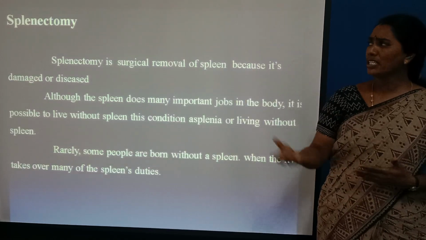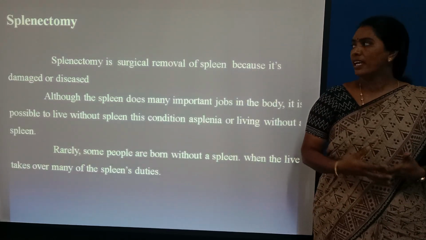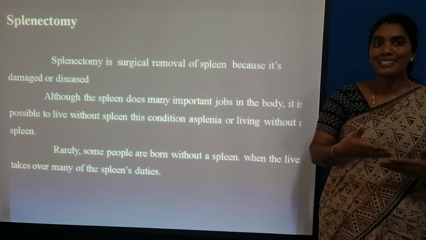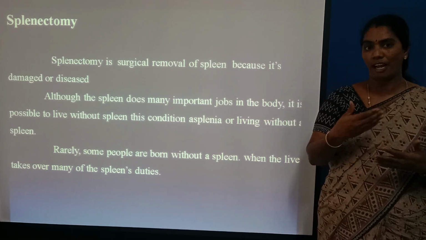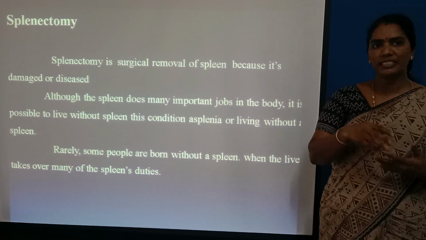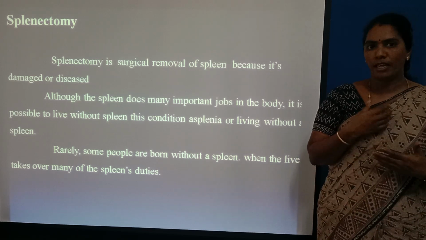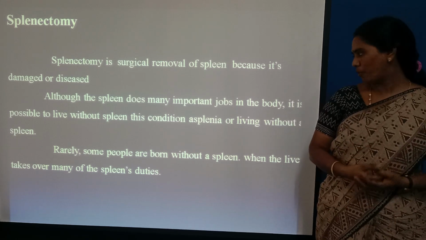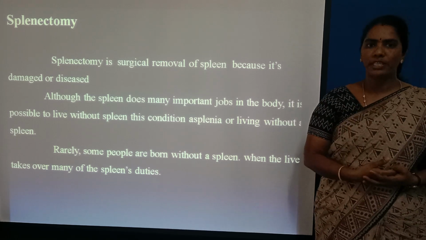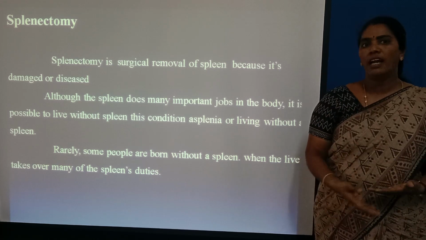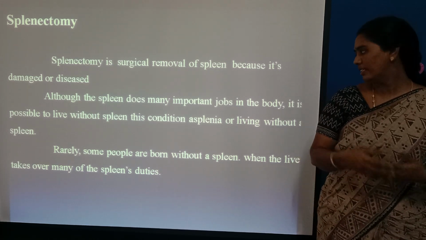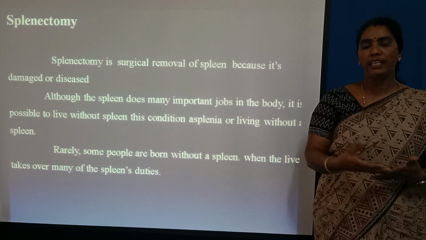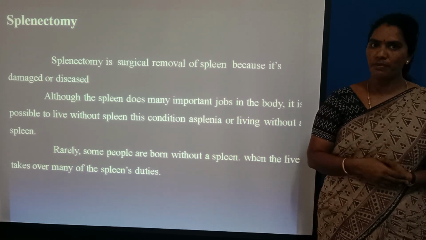Next, splenectomy. Splenectomy is the surgical removal of the spleen. Several conditions can cause a damaged or diseased spleen, when it must be removed from the human body. Although the spleen does many important jobs in our body, it is possible to live without the spleen. This condition is called asplenia. Rarely, some people are born without a spleen, and then the liver takes over the functions of the spleen.